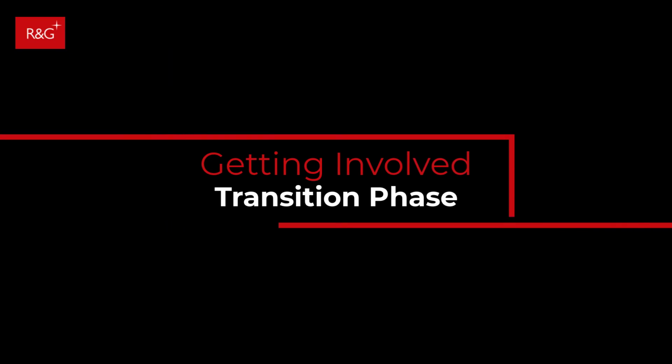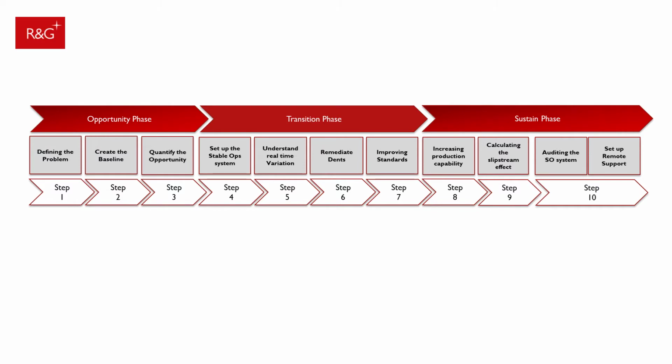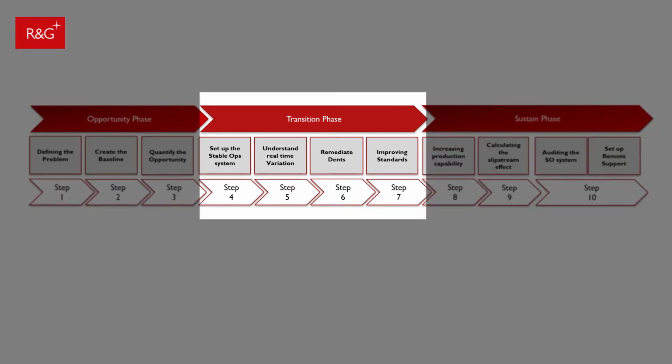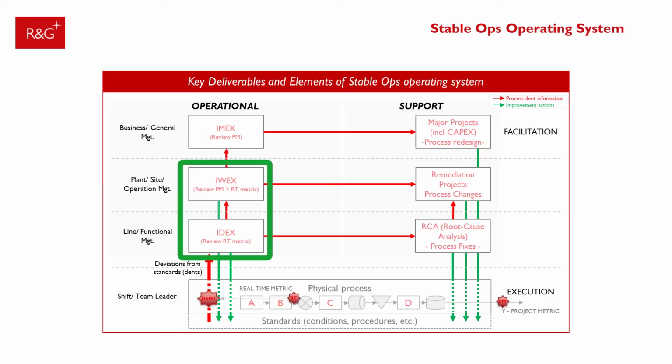Getting involved. Transition phase. In the transition phase, we set up the StableOps management system. We train operational leaders. At R&G, we believe that operating rules and metrics are the fundamentals for unlocking higher productivity. The StableOps management system allows for correct performance of integrated daily execution meetings and integrated weekly execution meetings for understanding variation and remediating deviations from the standards, which we call DENS.